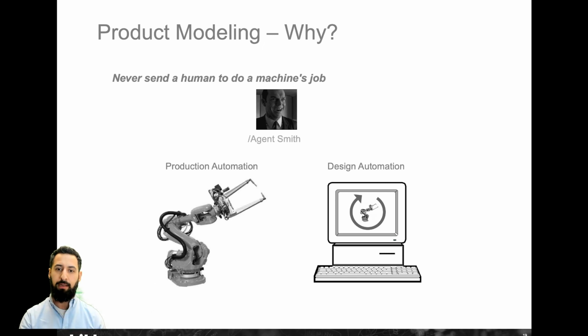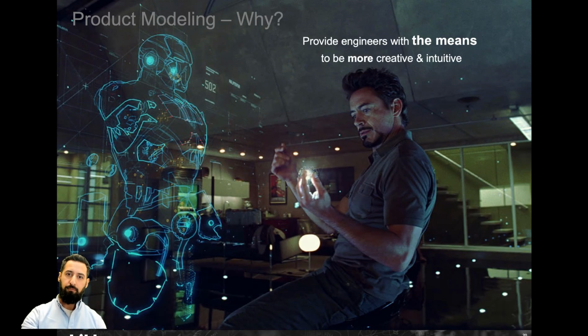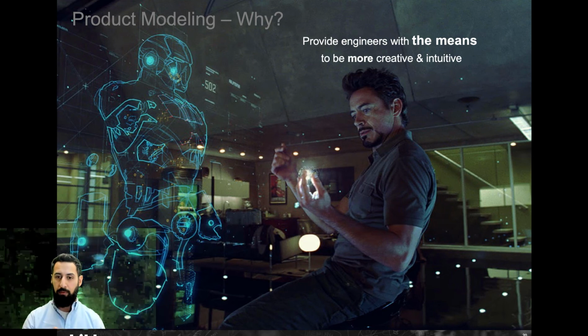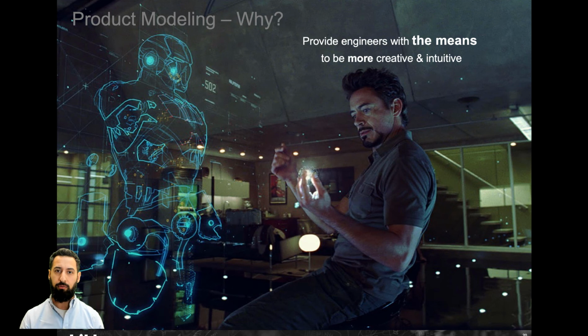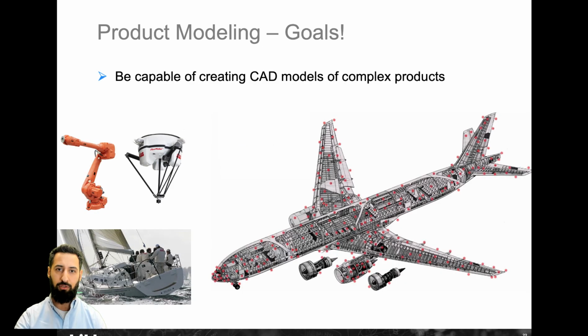So we want to automate things which is not good for a human to perform. That is specifically something which is repetitive and time consuming. So when we create our design automation tools, basically what we do is that we empower the engineers and make sure that they can become more creative and intuitive by not focusing on the 80% repetitive and routine-like operations. And then, yes, we eliminate the repetitive engineering work with design automation.